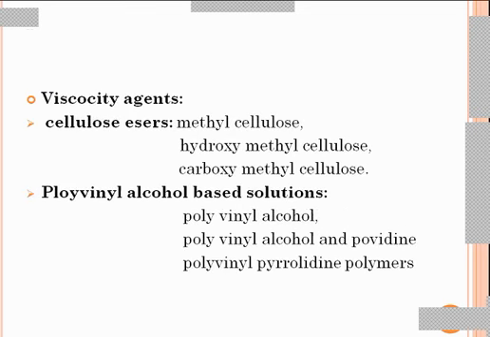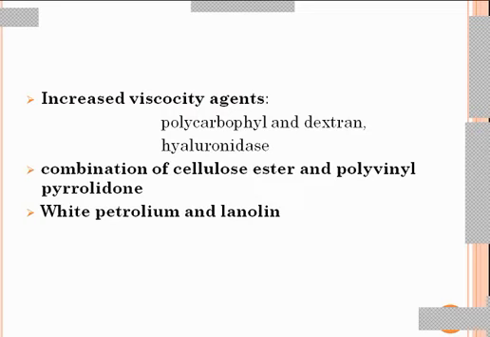The first one is the viscosity agent. The main viscosity agents available in the market are cellulose esters and polyvinyl alcohol-based solutions. In the group of cellulose esters, we have methyl cellulose, hydroxypropyl methyl cellulose, and carboxymethyl cellulose. There are a number of preparations available in this category. Another group is the polyvinyl alcohol-based solutions: polyvinyl alcohol and polyvinyl pyrrolidone polymers.